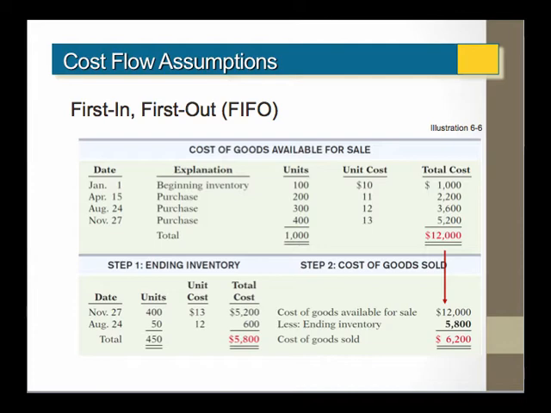Now we can prove the $6,200 value by looking at that we sold 550 items. We can take 100 units at $10, 200 units at $11, which gives us 300 units sold, and we need 250 units from the August 24th transaction at $12 to determine how much we actually sold. So we take the $1,000, the $2,200, and then the 250 times 12 to give us the grand total of $6,200.